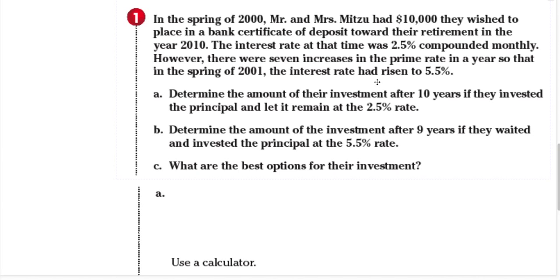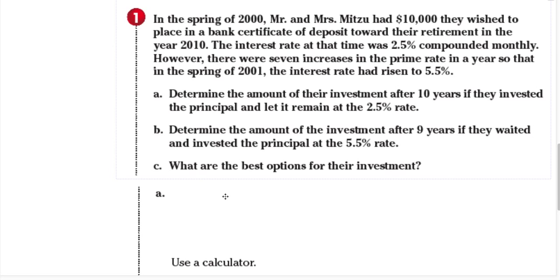So the question we are asking is: determine the amount of their investment after 10 years if they invested the principal and let it remain at 2.5% interest rate. And letter B, determine the amount of investment after 9 years if they waited and invested the principal at the 5.5% rate. So what are the best options for their investment? We want to find out the best options that Mr. and Mrs. Mitsu will have for their $10,000.